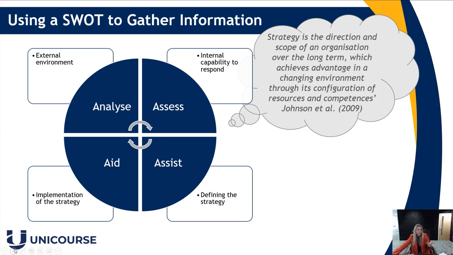But let's just have a little look at this in a little bit more detail. Using a SWOT, how can we use a SWOT to gather information? Now, I've provided a definition there of strategy because it's important to know that strategy is the direction and scope of an organisation over the long term, which achieves advantage in the changing environment through its configuration of resources and competencies. So, it's considering what's there, what do we need to do, where do we want to go, and how are we going to get there.